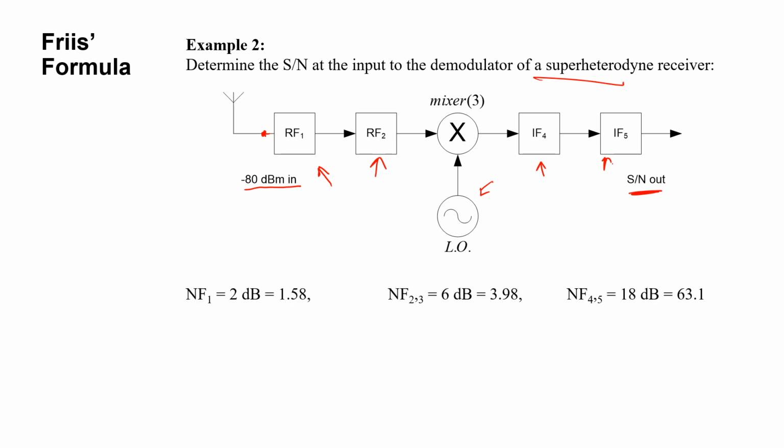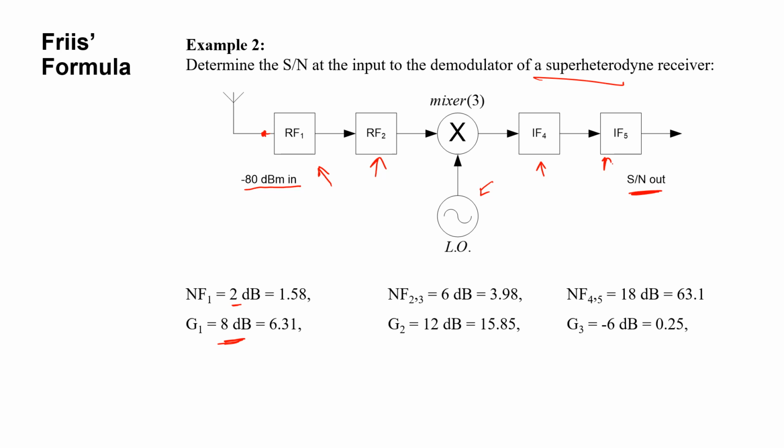The noise figure at the first stage is 2 dB, which is pretty low because it should be a low noise amplifier. At stages 2 and 3 we have a noise figure of 6 dB, and at stages 4 and 5 we have a noise figure of 18 dB. We have converted everything into linear because it is important to do so. So the gain at the first stage is 8 dB, that is pretty high given that the noise figure is a very low value. That's just a conversion in dB scale.